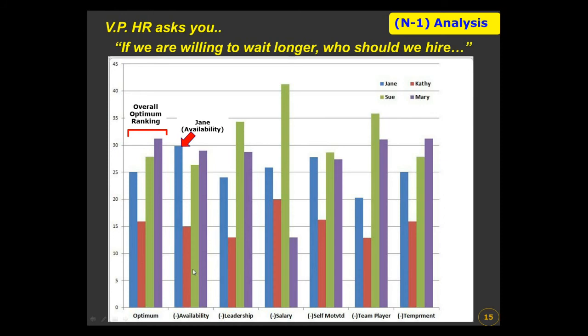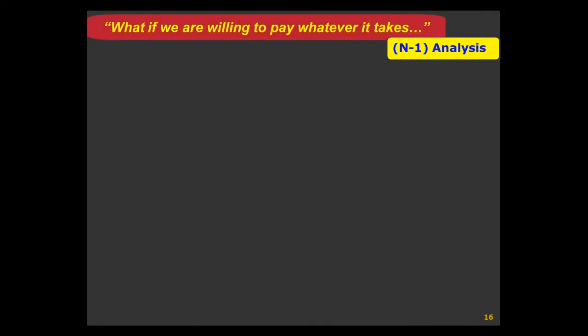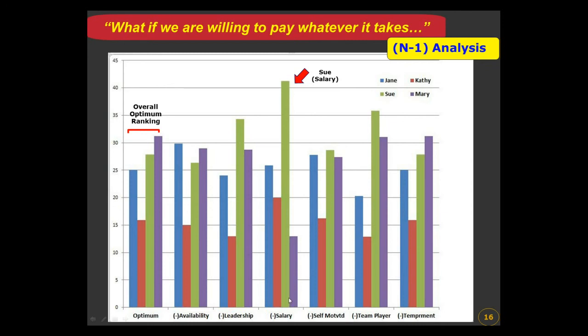We call it the N-1 analysis. This band here shows the result if availability is not considered. You can see it's minus availability. If availability is not an issue, we should hire Jane. Now then the boss would ask me, hey, if you're willing to pay whatever it takes, who should we consider? Once again, we look at the picture and here we see if salary is not an issue, Sue is a much better strength. So with this type of model, we can look to see if we have over-constrained our decision by our preferences and biases.